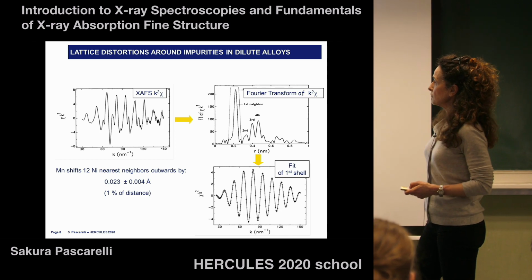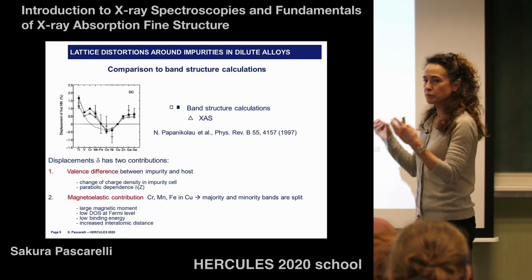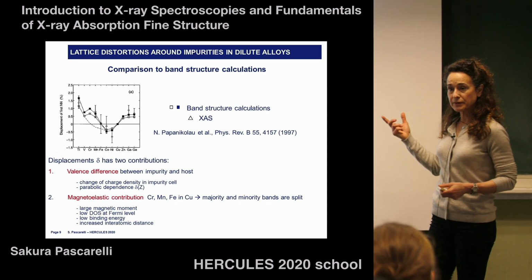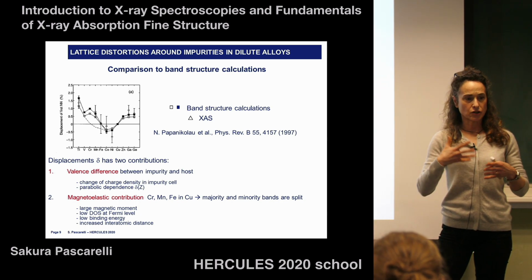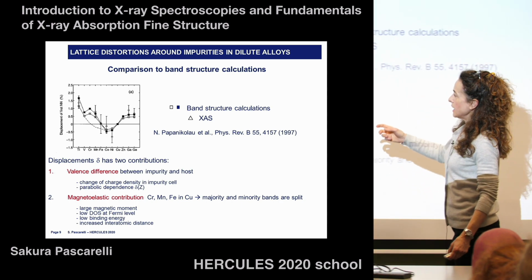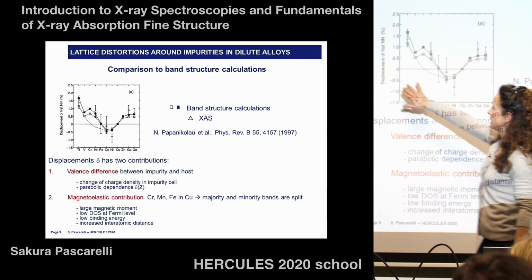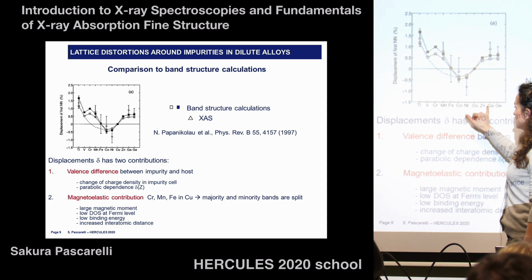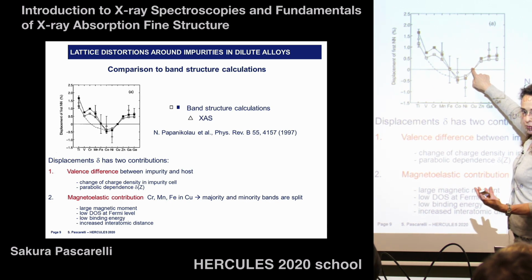So immediately after these first works, once you start being able to measure something, then you really trigger the theory behind. And what happened is that in these years, people were starting to use ab initio methods, band structure calculations, to calculate atomic properties. And this was an experiment where they measured the displacement of the first shell of many different elements in copper. Of course, copper is 0, because copper in copper doesn't change anything.